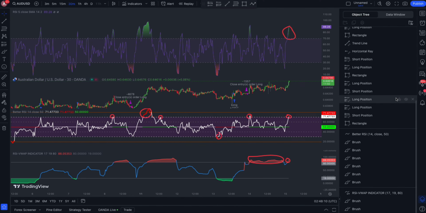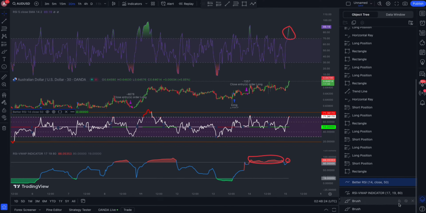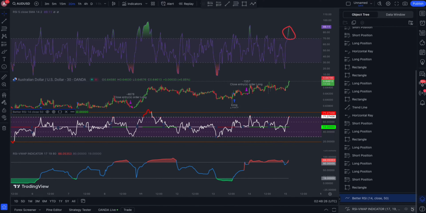I'll remove all of the brush. Actually, let me just remove everything. And then here, remove.